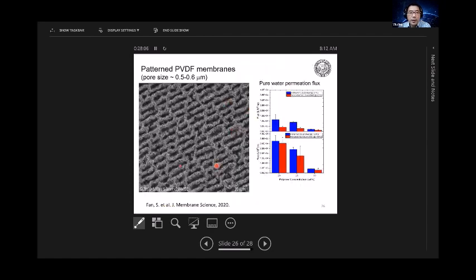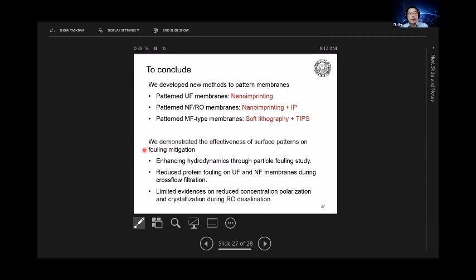Right? And here's a picture showing the patterned PVDF membrane with pore sizes of about 500 to 600 nanometers. The work was just recently published. Right? So with that, I would like to conclude my talk.